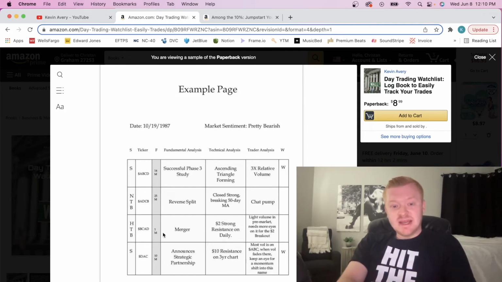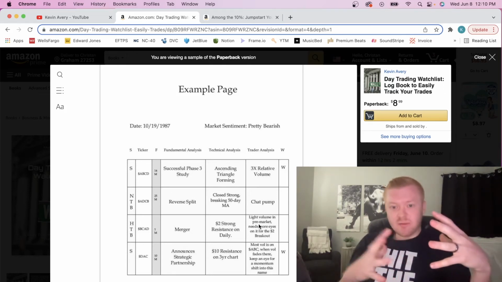Now, BCAD down here, 1 million float. It's a low float. It can move quick. They had a merger agreement, not bad. They have some strong resistance, and they have light volume. There's all different kinds of variables that need to line up.